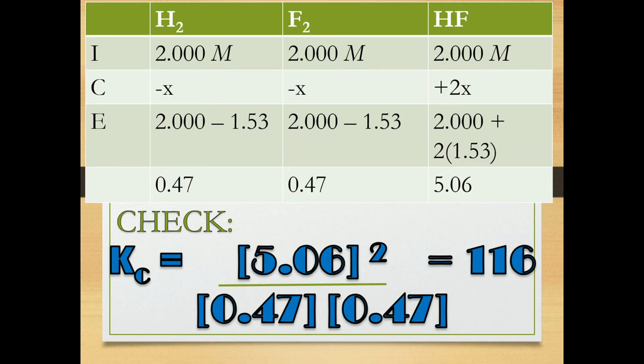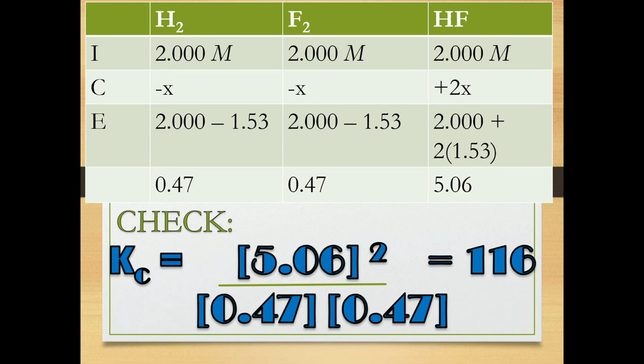So put those in. H2 is negative x, F2 is negative x, so it's 2 minus 1.53. HF was 2 plus 2x, so H2 and F2 become 0.47, and HF becomes 5.06. So to double check, 5.06 squared divided by 0.47 squared is 116, which I told you yesterday is within precision of the 115 they give me for K.